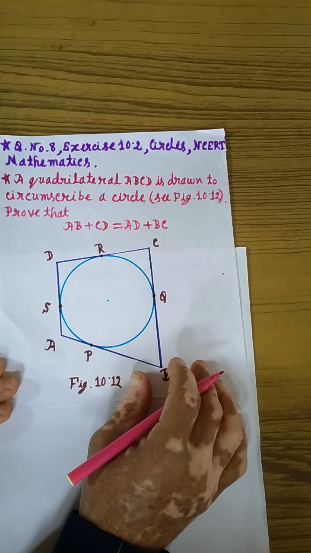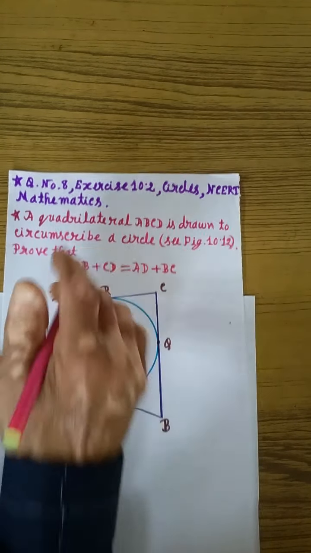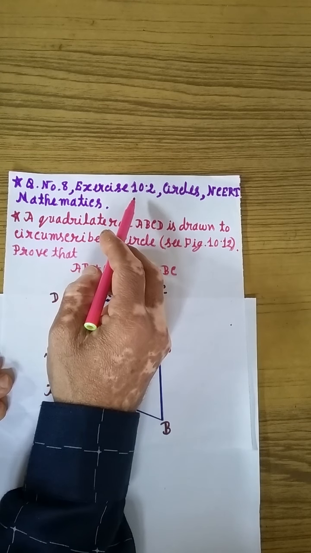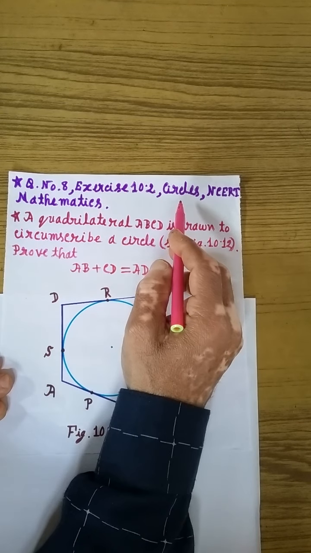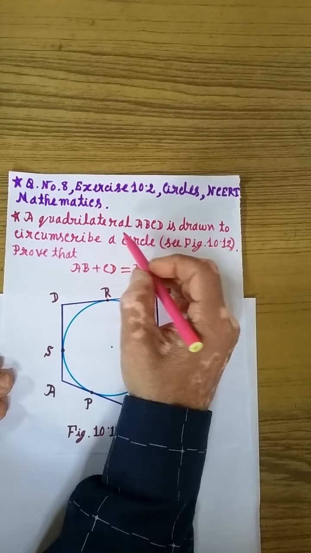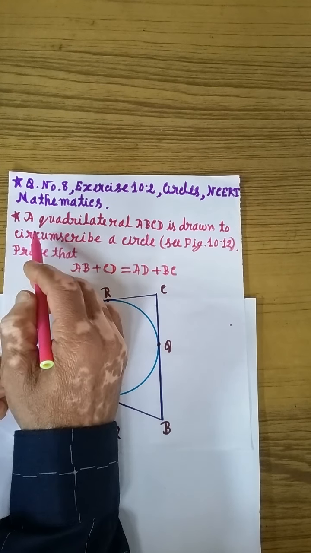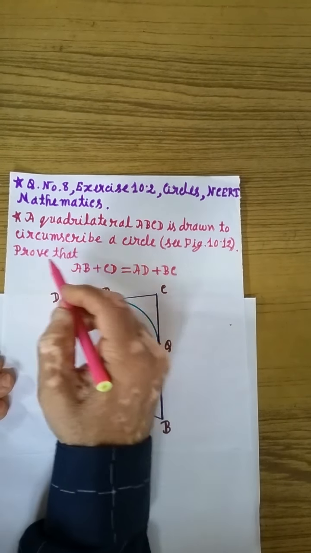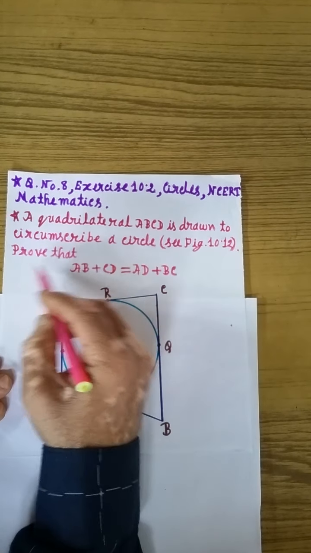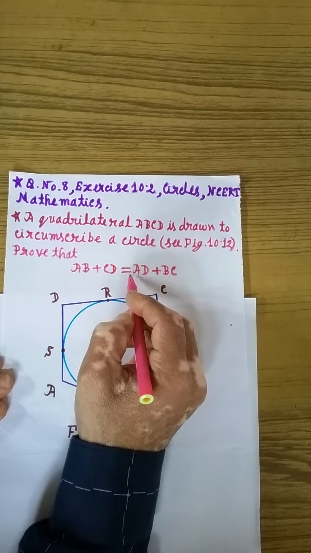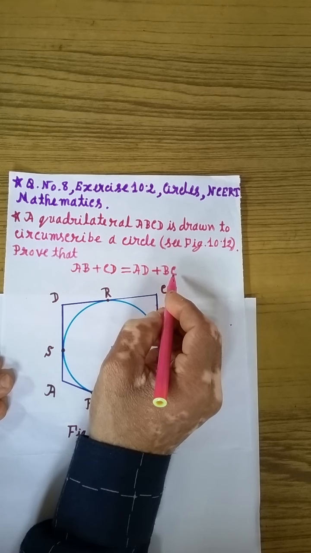Today in my YouTube tutorial video of the new series of excellent videos on NCERT Mathematics, which is completely free to you, I have just taken question number 8 from exercise 10.2 of your book under the chapter Circles, NCERT Mathematics. Now let us see what the question says. A quadrilateral ABCD is drawn to circumscribe a circle. Prove that AB plus CD is equal to AD plus BC.